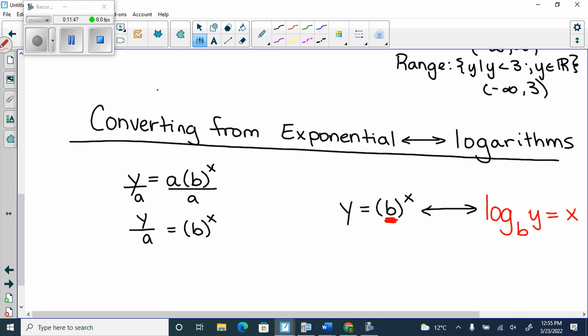And I just got the exponent to drop down, didn't I? And now I'd be able to solve it. I got the exponent to drop down. Do we agree?